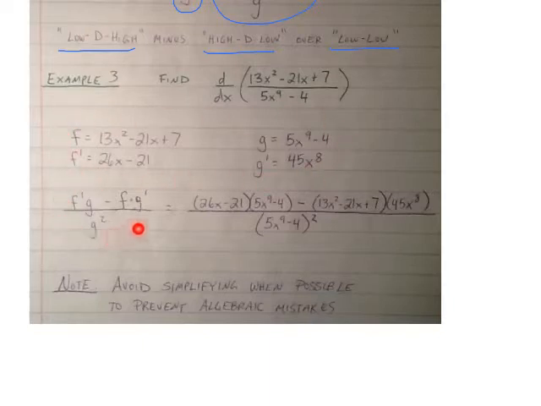So our expression: low d high minus high d low over low low. So the low times the derivative of the high minus high times the derivative of the low all over low squared. And again, I would encourage you not to simplify unless it's absolutely necessary. We have another instance where simplifying this derivative would become quite the nightmare. So I don't even bother doing that, and very often you don't even need to. So avoid it when possible.